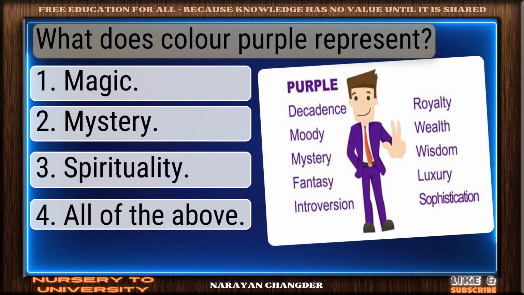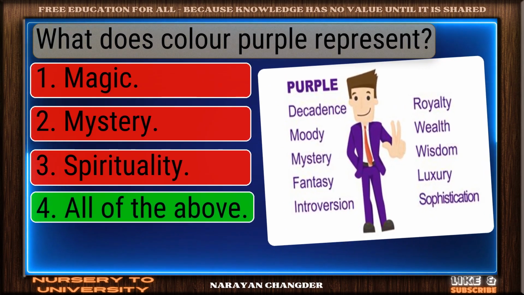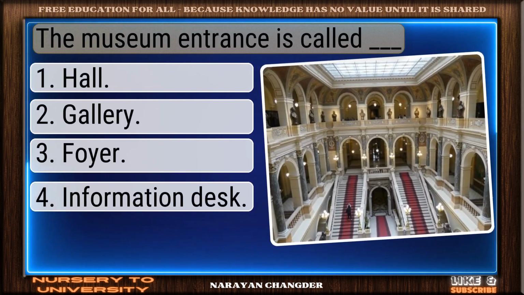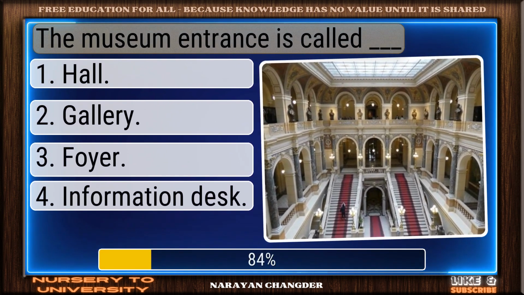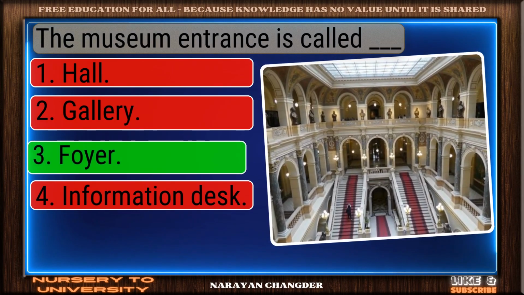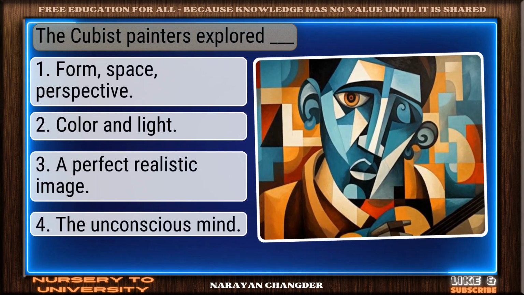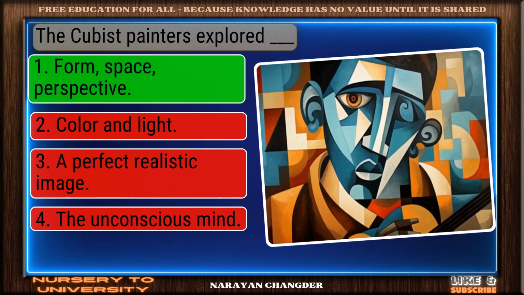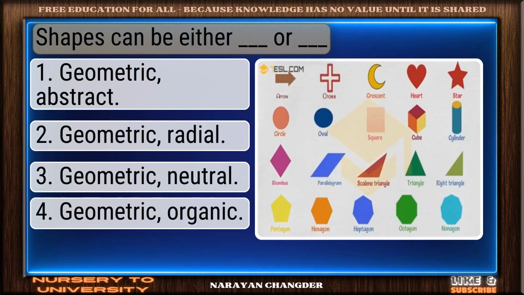What does the color purple represent? Well reasoned. All of the above is the correct choice. The museum entrance is called dash. Great job. Foyer is the accurate answer. The Cubist painters explored dash. Great thinking. Form, space, perspective is the right choice.